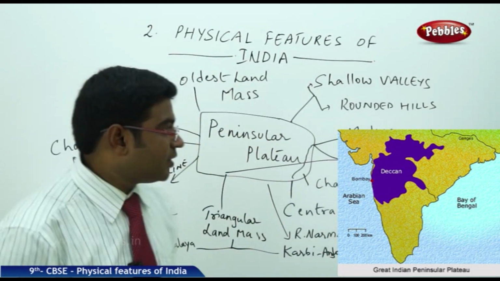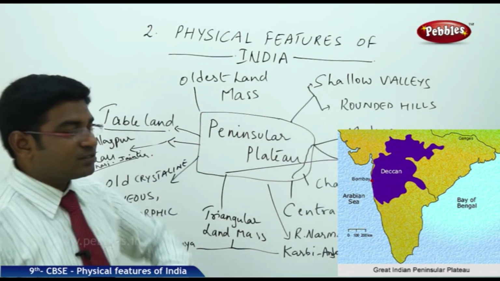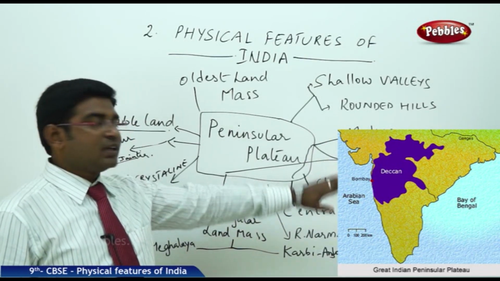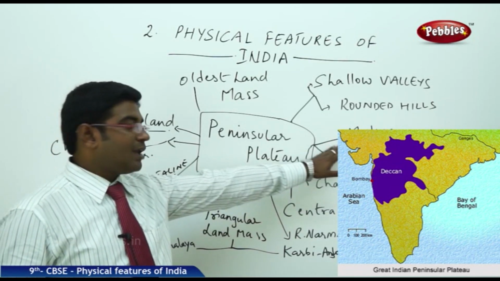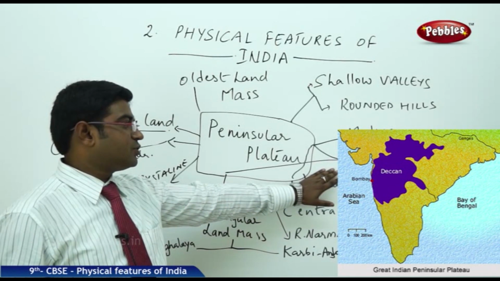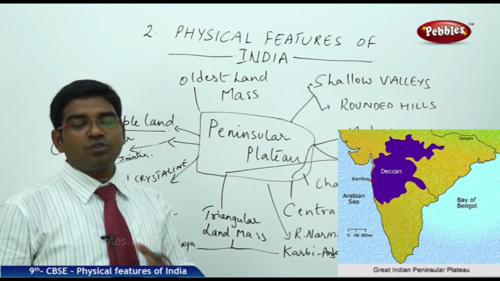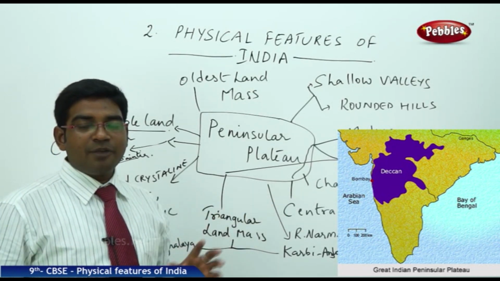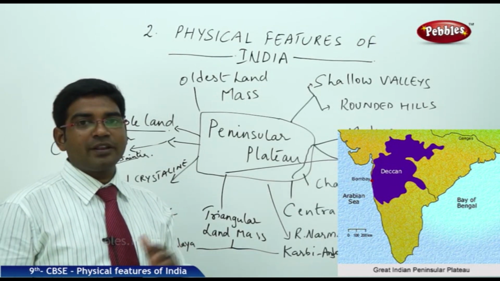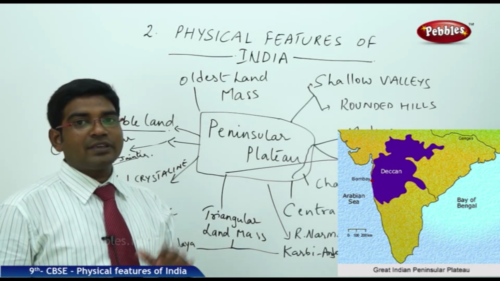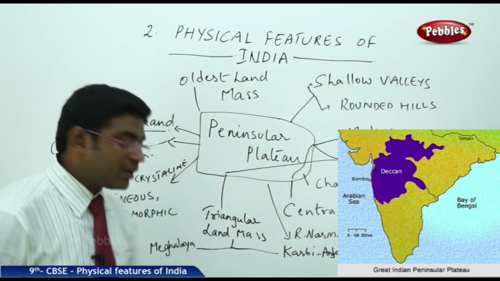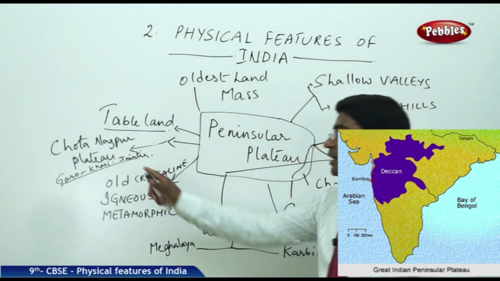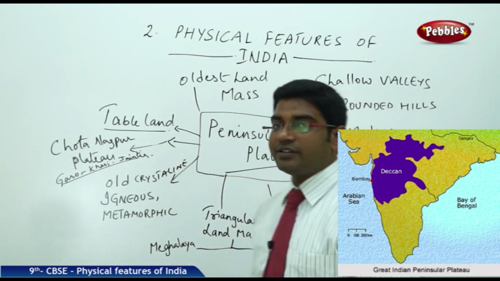In the Peninsular Plateau we have two major regions: the Malwa or Central Highland Plateau region, and the Deccan Plateau region. The Malwa Plateau is also known as the Central Highlands. It is located in the central part of India, surrounded by the Aravalli range, the Satpura range, and the Vindhya mountain ranges. On the eastern side we have the Chota Nagpur Plateau, which is again surrounded by the Garo hills, Khasi hills, and the Jaintia hills.